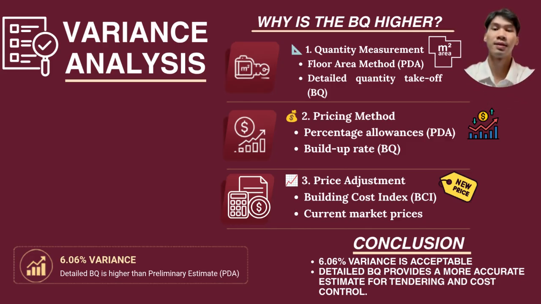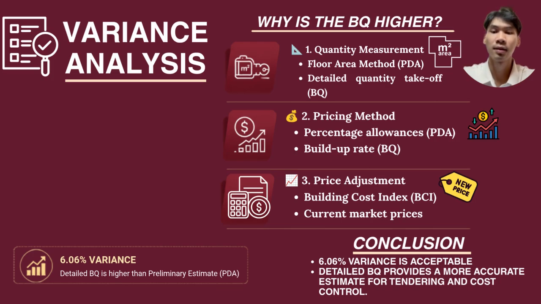I will explain the variance analysis. This variance analysis compares the preliminary estimate, which is PDA, with the detailed bill of quantity, the PQ. For our project, the PDA using the floor area method gives a total cost of 2.006 million, while the detailed PQ comes to 2.128 million. This results in a variance of about 6.06%.